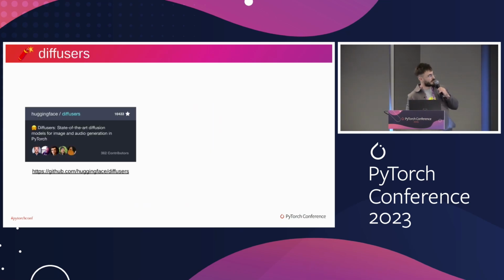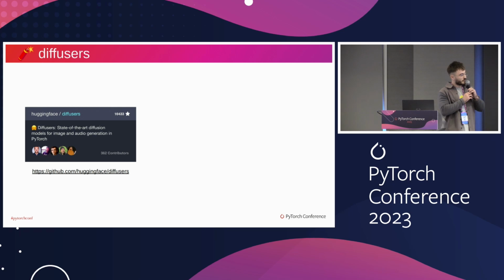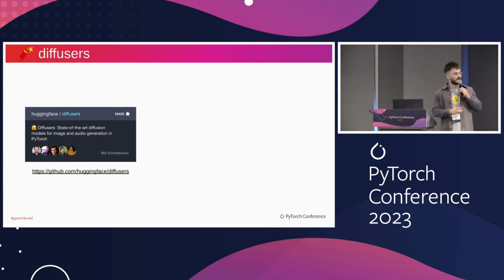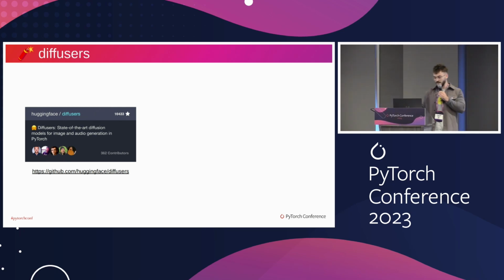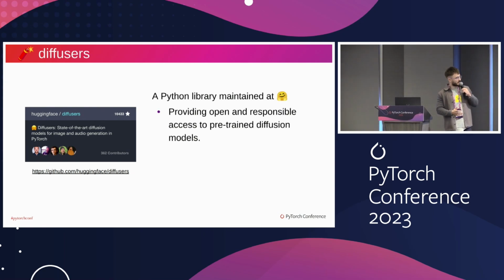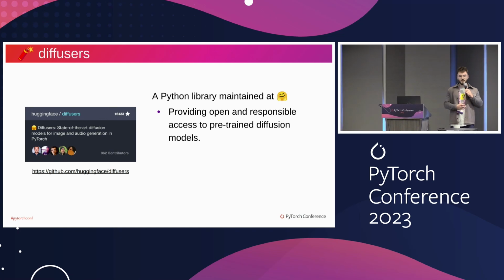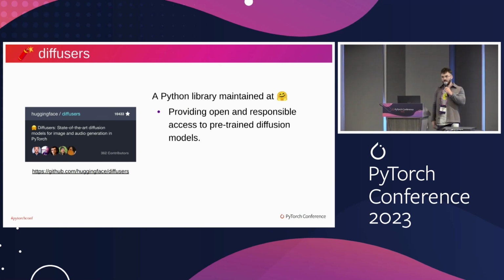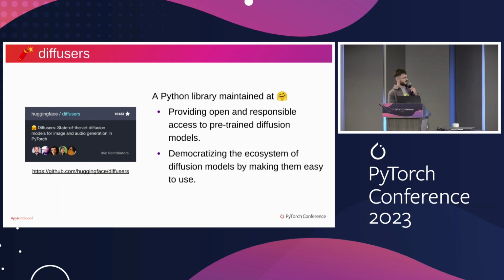And so how does it look like with Diffusers? So Diffusers is an entirely PyTorch-based library that tries to do two different things. The first one is to provide open and responsible access to pre-trained diffusion models. You may have heard of the Hugging Face Hub. Thank you, Stella, for showing it earlier today. But basically, it provides already pre-trained checkpoints that you can just fetch and use in your Python runtime without having to retrain them yourself. And the second thing is that we want to democratize the ecosystem of diffusion models.